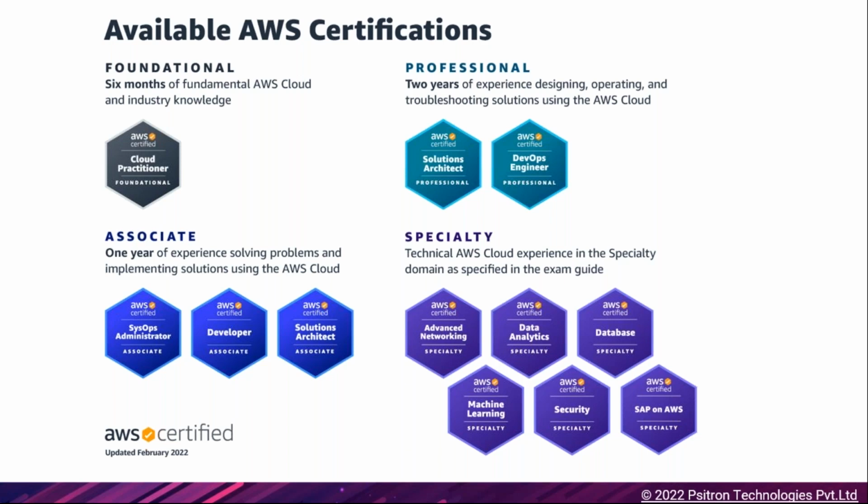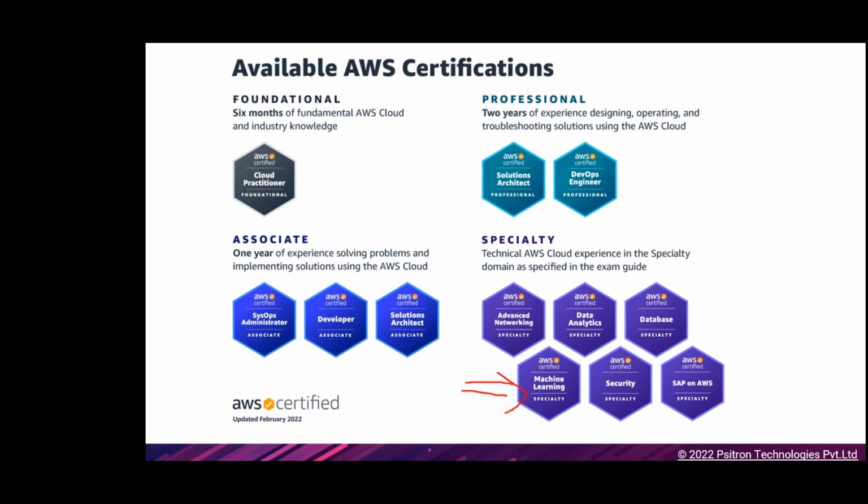There is a wide variety of certifications available in the market, not just for AWS. Google has a wide variety of certifications. Azure has a wide variety of certifications. Here is the list of certifications AWS offers, starting from foundation to associate, professional, and specialty. The AWS Machine Learning Specialty certification comes under the specialty level, an advanced level.